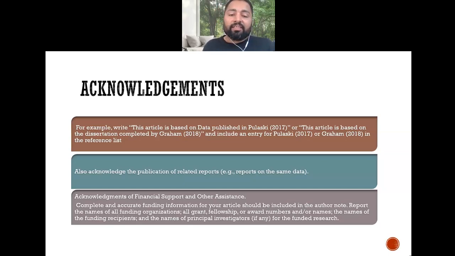If you get some funding, that funding detail has to be acknowledged. I have seen many journals specifically asking for the funding details. And in Web of Science also we can get the funding details. When you search a paper title or topic, we will get the funding agencies that supported the papers. So that also gives another insight.